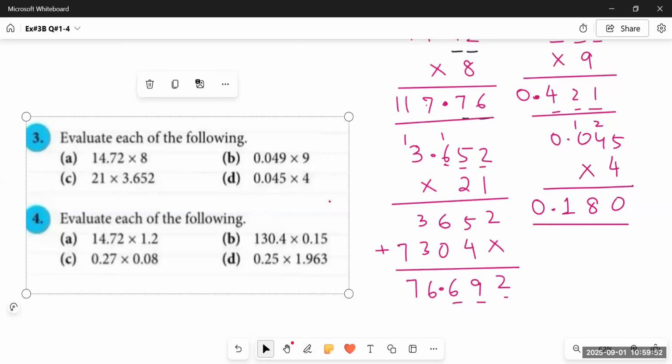Now let's move to the next question, question number 4. But here you will find that we have decimal places in both the multiplier and the multiplicand. That is, in the first number and in the second number, we have decimal places in each of them. So what are we going to do? We are going to add on the decimal places. We are going to figure out what would be the total number of decimal places we have. And then according to the total number of decimal places, we are going to put the decimal in the answer. Okay.